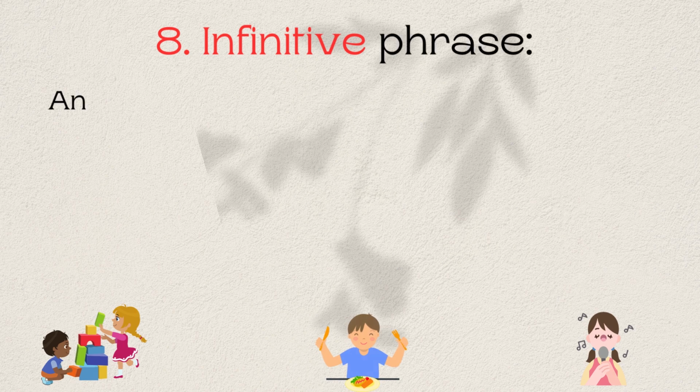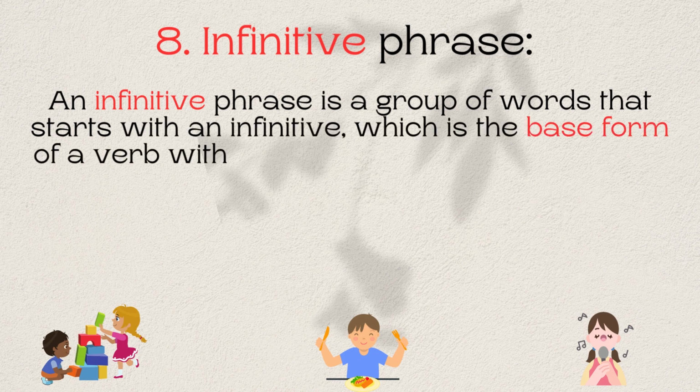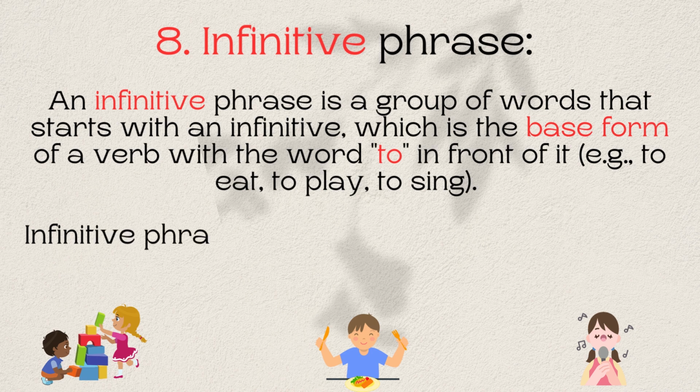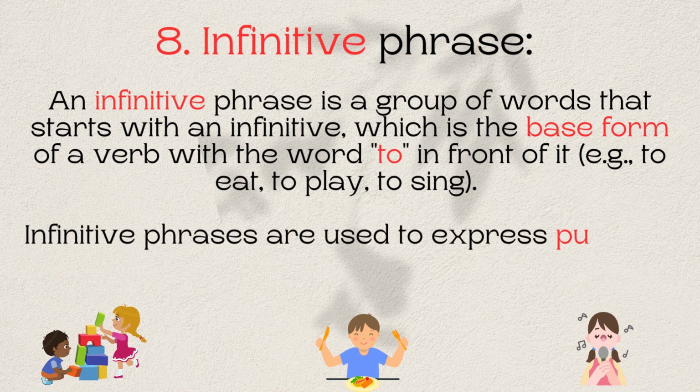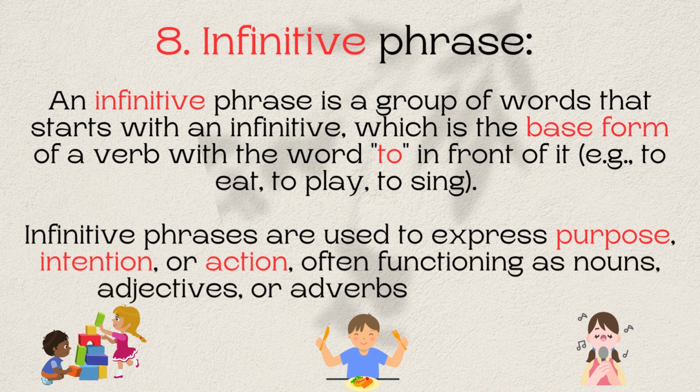Infinitive phrase. An infinitive phrase is a group of words that starts with an infinitive, which is the base form of a verb with the word to in front of it. Example, to eat, to play, to sing. Infinitive phrases are used to express purpose, intention, or action, often functioning as nouns, adjectives, or adverbs in a sentence.